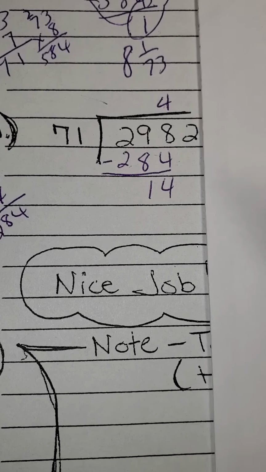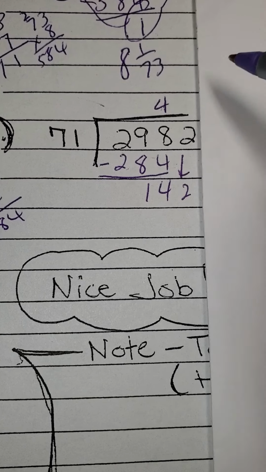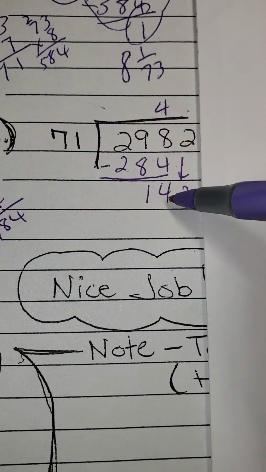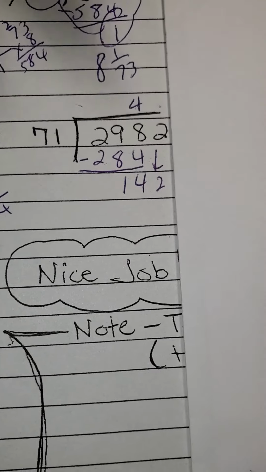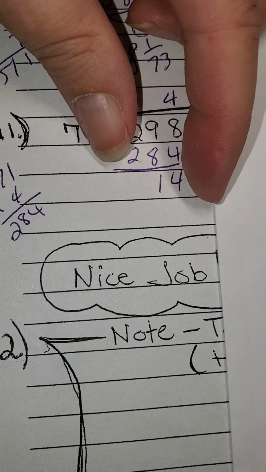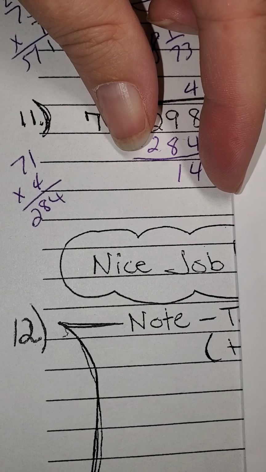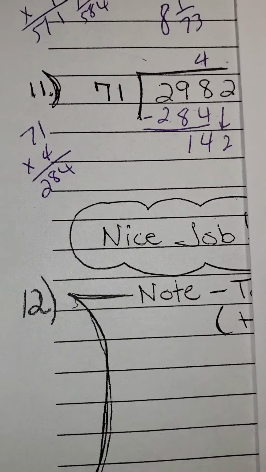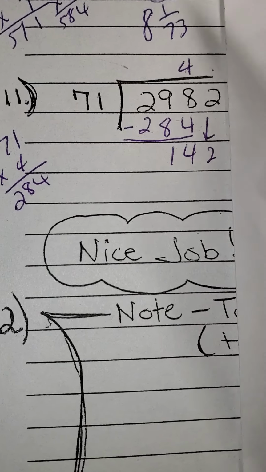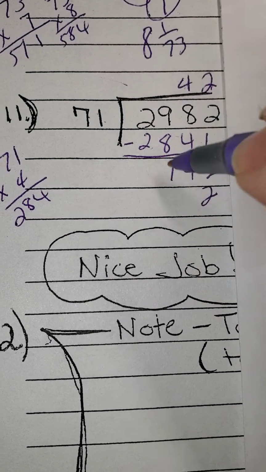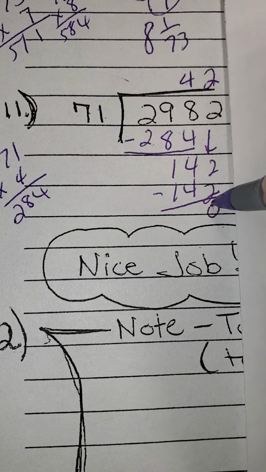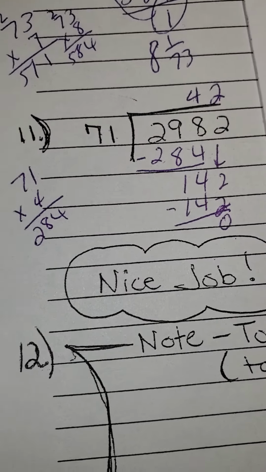Scoot it over one more time. Bring it down, and we want to know what times 71 is close to 142. Exactly. Use your booger pickers. Do your front end estimation. About how many 7s are in 14? Yep, you've got it. About 2. 2 times 1 is 2, and 2 times 7 is 14. Difference of 0. 0 remaining.